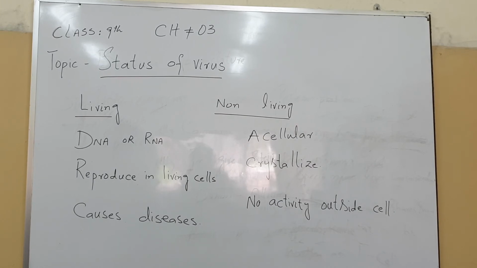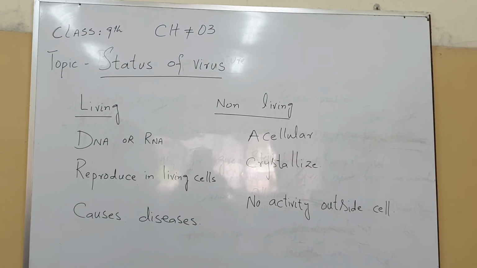Now the next topic of this chapter is small, and that is the status of viruses. A virus is a living organism, but scientists don't give it any kingdom, and they do not include this organism in the five kingdom classification. What was the reason? That it is on the borderline between living and non-living.